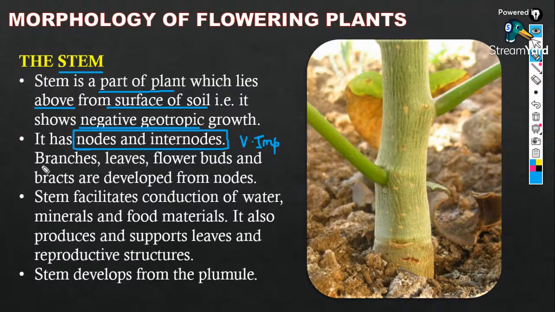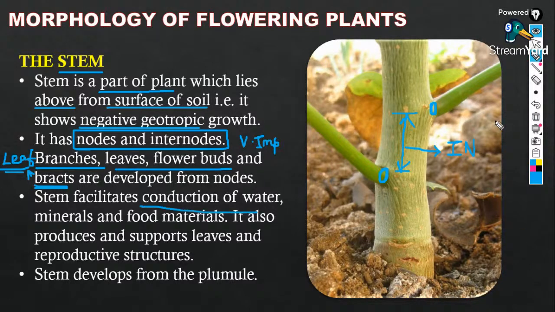It also has branches, leaves, flower buds, and bracts that develop from the node. What is this bract? We will discuss it when we discuss the leaf, in the next class. So look, this is a node. The node is a region from where a branch or a leaf arises. This is another node. The space between two successive nodes, you will call the internode.